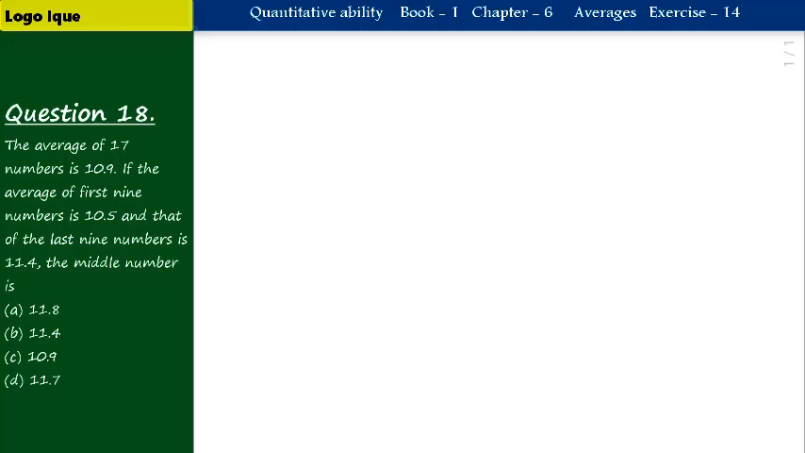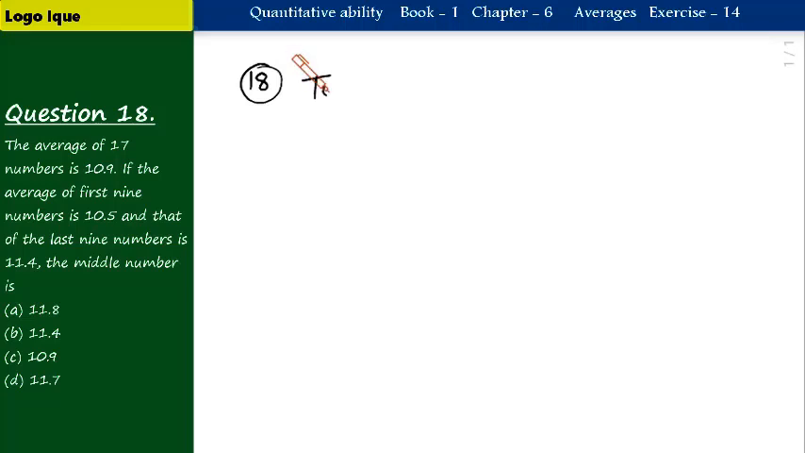Now question number 18. It says the average of 17 numbers is 10.9. The average of the first 9 numbers is 10.5 and the last 9 numbers is 11.4. The middle number is... Now this is a very tricky situation.